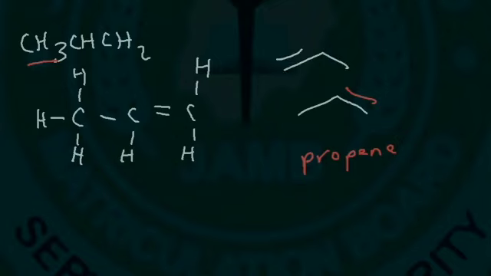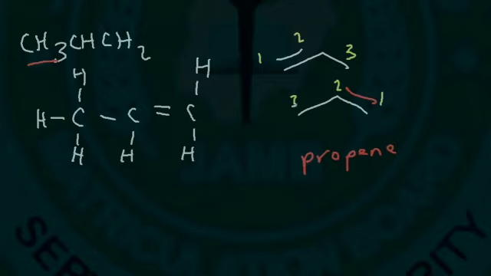So to convert it to a line structure, we have 3 carbons, which looks like this, and there's a double bond between carbons 1 and 2. So this is known as propene. We don't have to say 1-propene because there's only 2 ways to draw it, and either way you count it, it's going to be 1-propene.